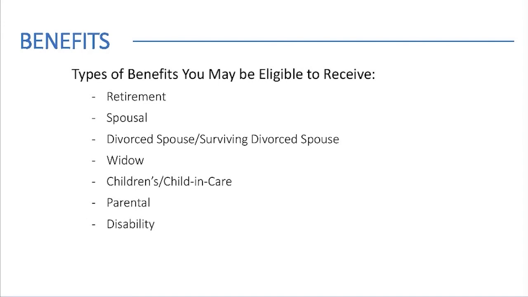Okay, types of benefits. Just a quick review of the various types of benefits, and we'll be talking more about these in the next 3 segments. There are a lot of options out there, and everything's available to both women and men. You have your own retirement benefit based on your record, spousal benefits, divorced spouses that meet the requirements, widows, children's benefits, and child-in-care benefits. We will explain in great detail because there are some good options there. Then parental benefits, which most people aren't eligible for.